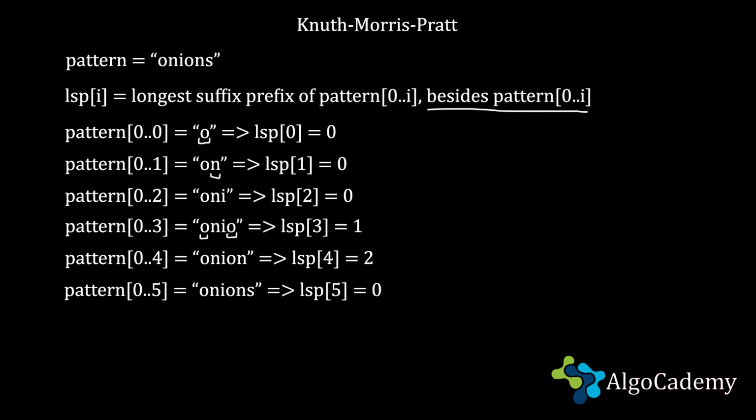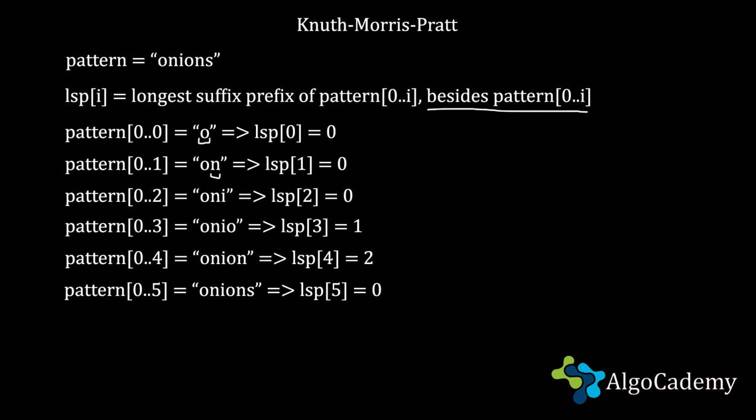So we have a length 1 already, and if we try out the other ones, we have this suffix io, which is not a prefix. The prefix of length 2 is on. We have the suffix nio, which is unfortunately not a prefix. So the longest one was of length 1. This is why LSP of 3 equals 1.